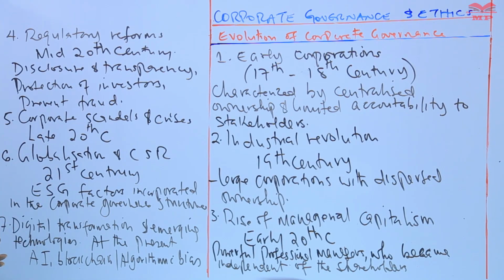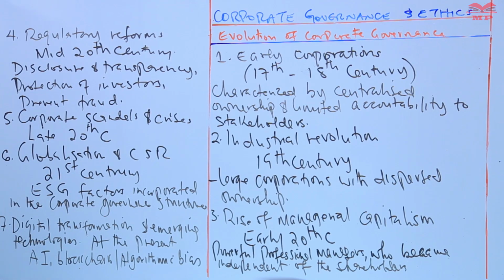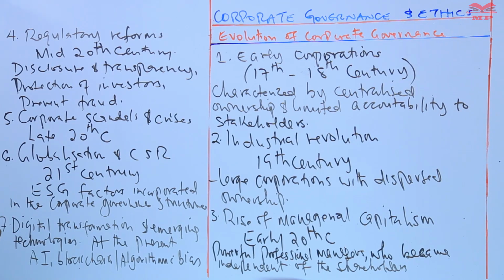Now, in the 21st century, we witnessed globalization and corporate social responsibility, and we saw the environmental and social factors being incorporated in corporate governance structures. Companies are now expected to consider the impact of their actions on a wider range of stakeholders, including the environment, the customers, the employees, and so on. And that has led to integration of environmental, social, and governance factors into corporate governance structures.